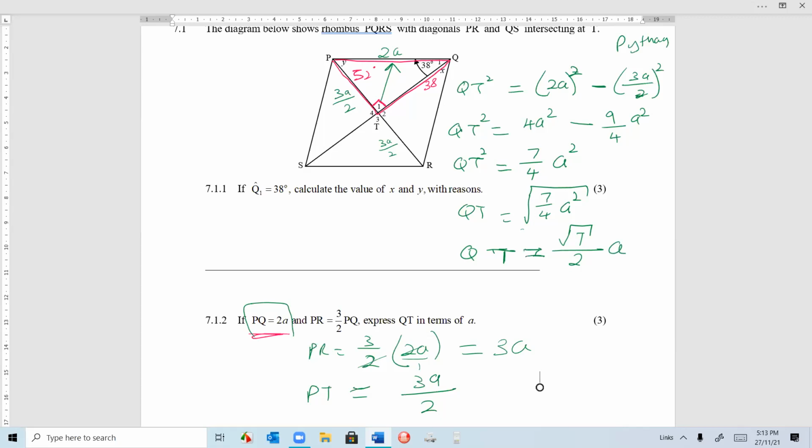QT is actually equal to root 7 over 2 times a. Or you can just use your calculator, they will accept the decimal. If you're struggling, just take your calculator and type in root of 7 over 4. You should get a decimal answer for that. Are we all happy with that? Good question there, Mr. Pillay.